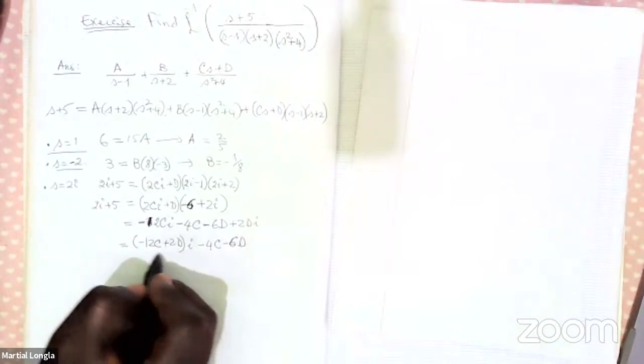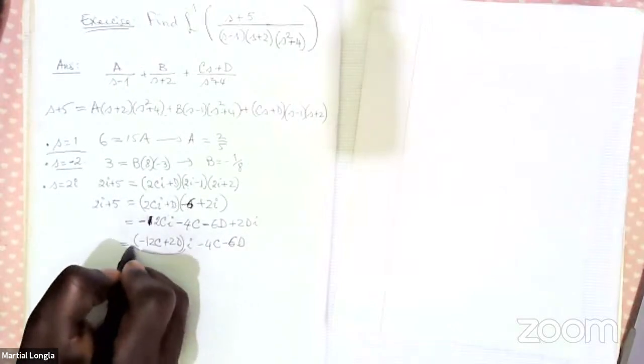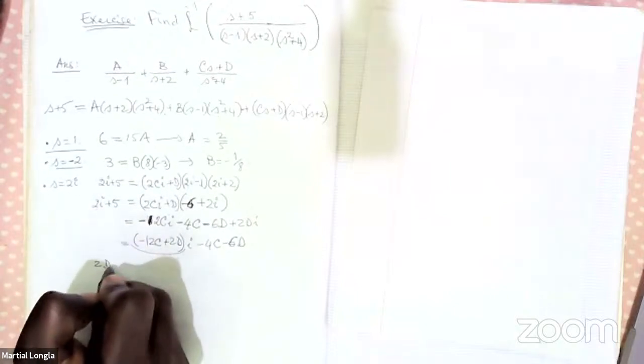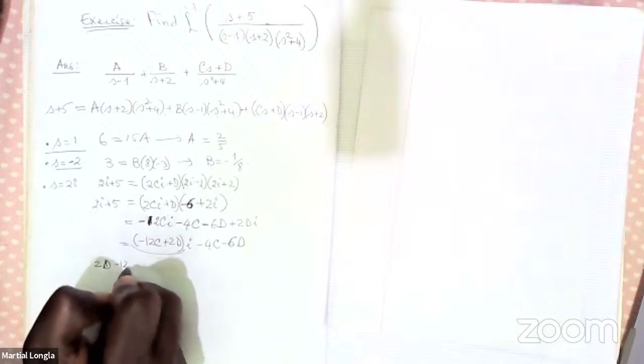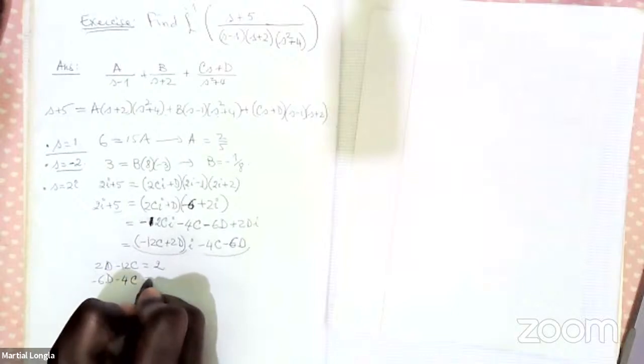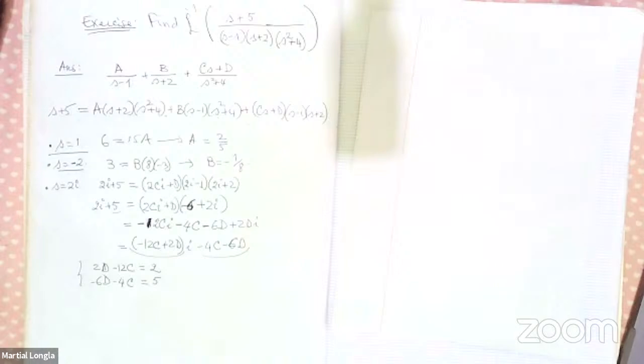And so the imaginary part equals the imaginary part. We get 2d minus 12c equals 2. The real part equals the real part. You get negative 6d minus 4c equals 5. So you get this system to solve for the two numbers.